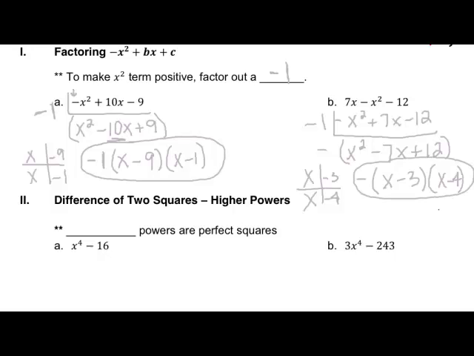Now notice in the first example I wrote the negative 1, and in the second one I did not. Either way is correct. It's kind of like when we have a negative coefficient in front of our x. We don't have to write the 1, but you can if you want to. So either way is correct.